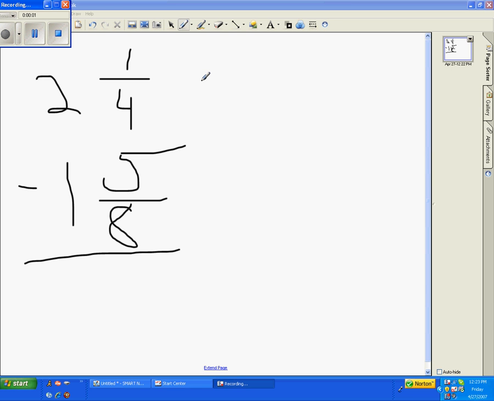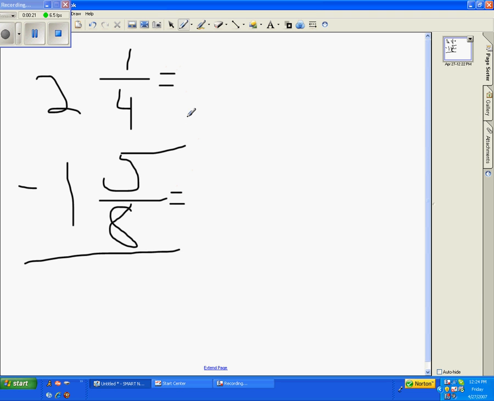Okay, if you had this problem, 2 and a fourth minus 1 and 5/8, the first thing you would have to do is to find a least common denominator because these two denominators are not the same. So to do that, you count by 4s.